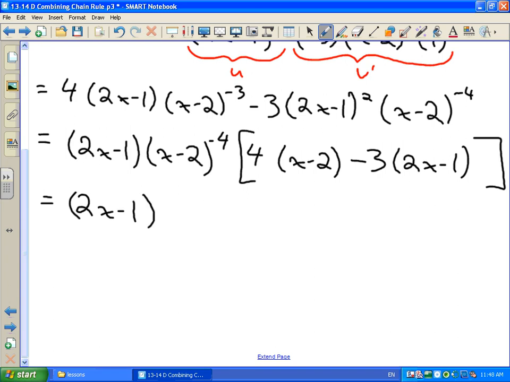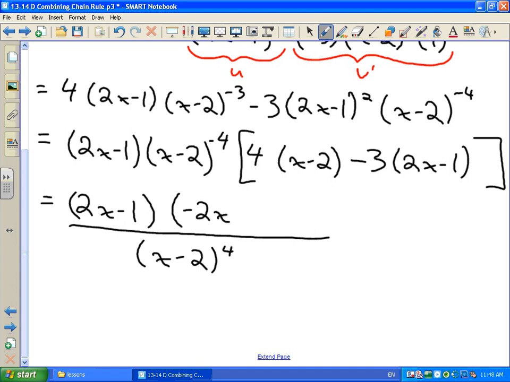So let's simplify this. I'm going to have 2x minus 1. I can move the x minus 2 to the power of 4 down to the denominator. And we want to expand and simplify what we have in the brackets here. So that's going to be 4x minus 6x, so negative 2x, negative 8 plus 3, negative 5. And there we are, completely factored.